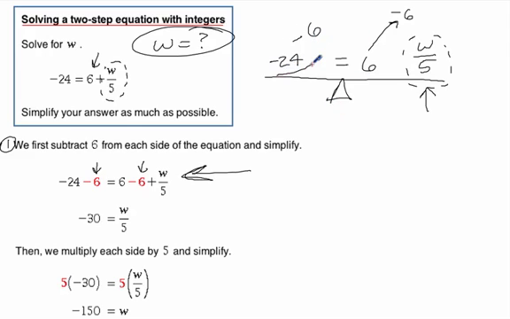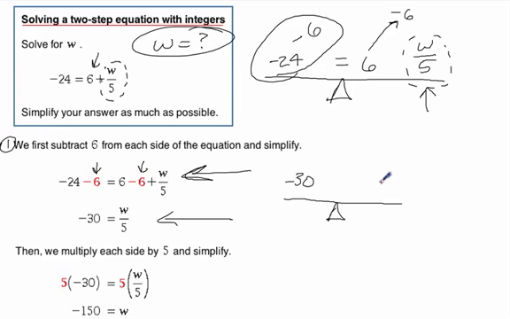And when we do that, we know that the negative 24 and another negative 6 go together to make negative 30. So now we have a new balance here. We've got a negative 30, and we've got a w over 5. And of course those are equal because that's balanced. And then the next step will be to get the w by itself. Well, what's happening to w is it's being divided by 5. And how do we undo division? We undo it with a multiplication. But of course we have to keep that balance. So we multiply by 5 on both sides.